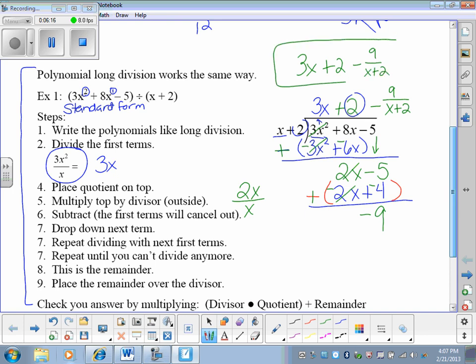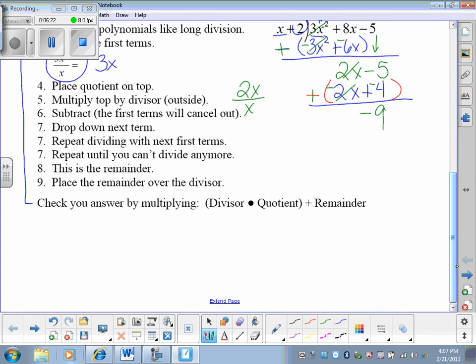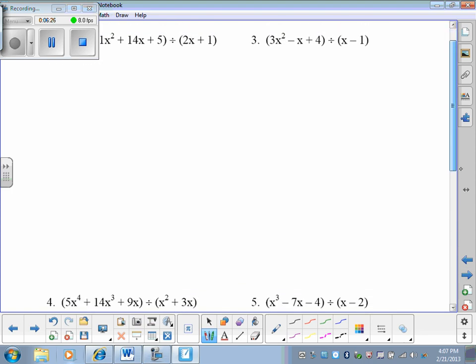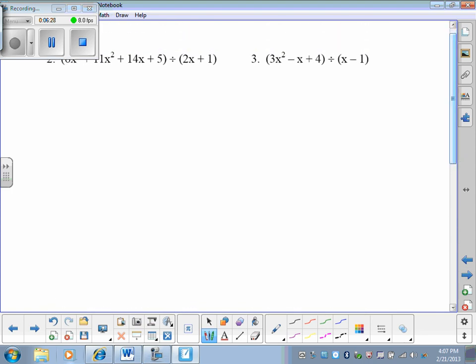Got it? Okay. Again, the steps are there if you need to do them. All right, let's move on. All right, I'm going to do 2 examples for you, and then I want you to do the other 2 on your own. Okay, so I'm going to start with number 3.